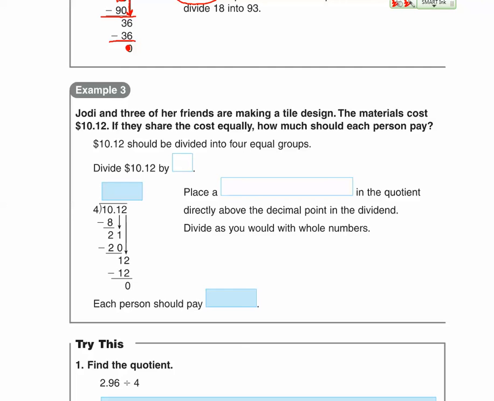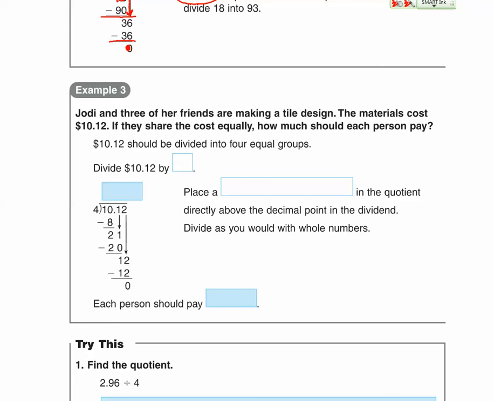Last one, Panthers. Example 3. Jody and 3 of her friends are making a tile design. The materials cost $10.12. If they share the cost equally, how much should each person pay? Now, Panthers, because this is a story problem, you must use the cube method. So let's go back and read this again, and let's first circle any important numbers.